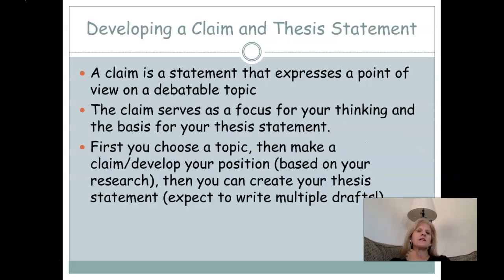All right, so developing a claim and thesis statement. A claim is a statement that expresses a point of view. The claim is going to be your focus for your thinking and your thesis statement. And first you have to choose a topic. Hopefully you've all chosen a topic by now, and you do a little bit of research, and then you're going to make a claim.